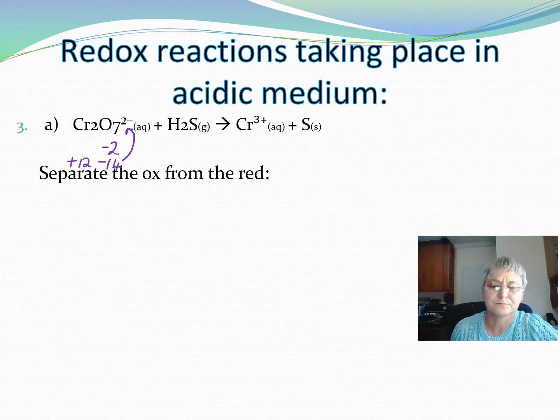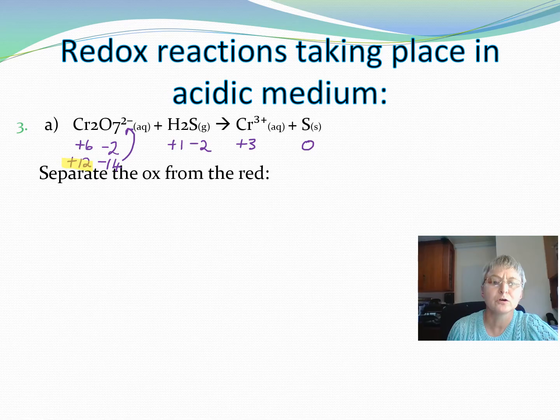There are 2 chromium ions that contribute to the +12 charge. So in that case, the oxidation number of chromium is +6, 12 divided by 2. Hydrogen is +1, sulfur is -2. The dichromate changes into chromium 3+, so oxidation number +3, and sulfur is on its own without being in an ion, so its oxidation number is 0.